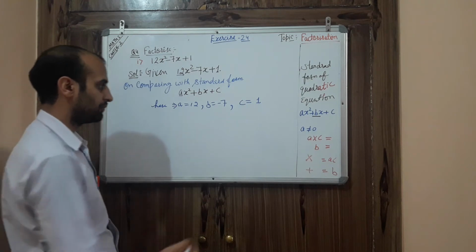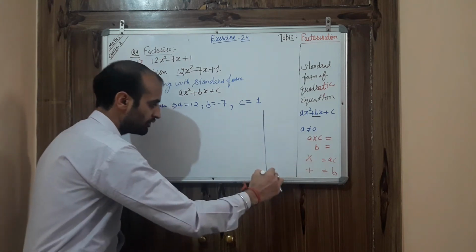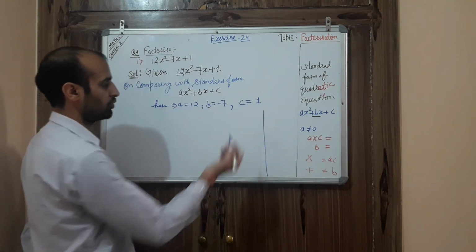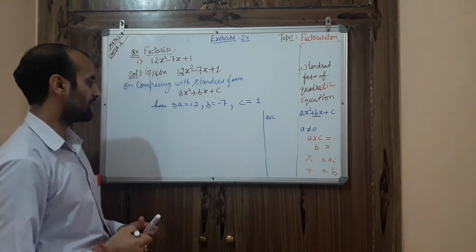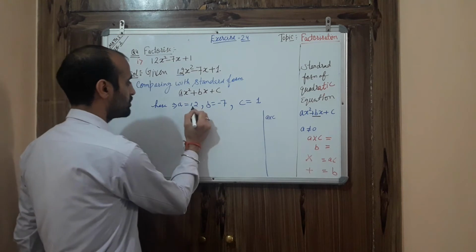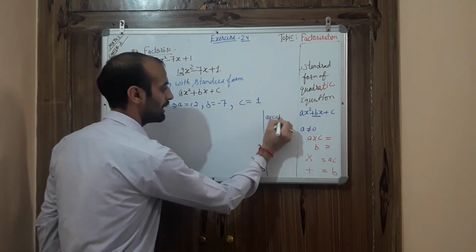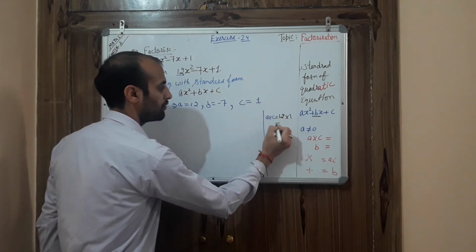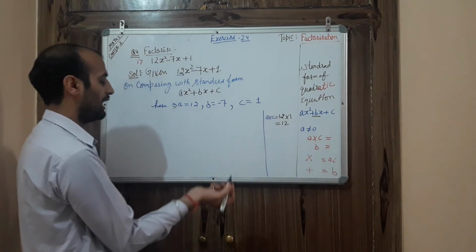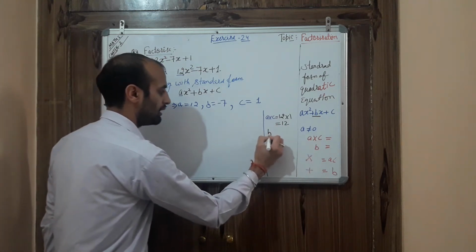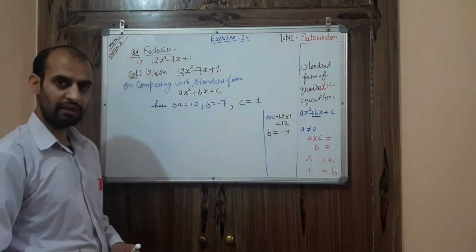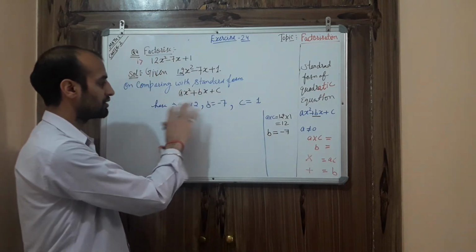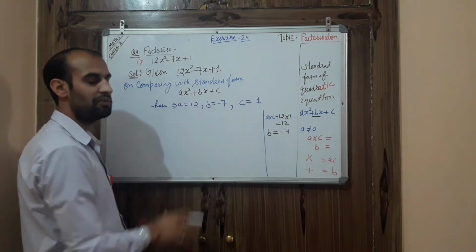So next step, this is your rough work. You need to do a into c. Multiply a and c. You can see here the value of a is 12, the value of c is 1. So you will get 12 into 1. What is your answer? 12. And the second thing you need to write is b. The value of b is minus 7. This is the first step: write the question, compare with the standard equation, and find a, b, c.